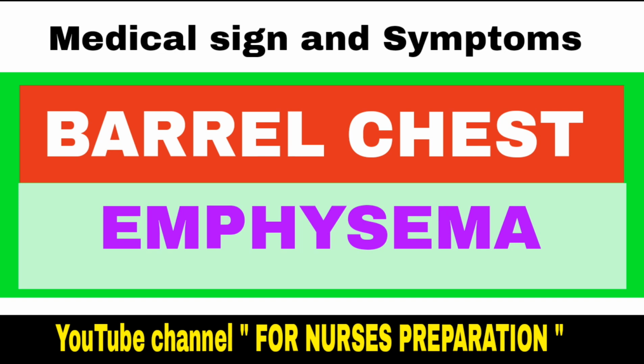Last, medical sign and symptoms from emphysema disease. Barrel chest. Barrel chest is seen in emphysema, a group of lung diseases that block airflow and make it difficult to breathe. Emphysema and chronic bronchitis are the most common conditions that make up COPD. Symptoms include shortness of breath, wheezing, or a chronic cough. Rescue inhalers and inhaled or oral steroids can help control symptoms and minimize further damage.